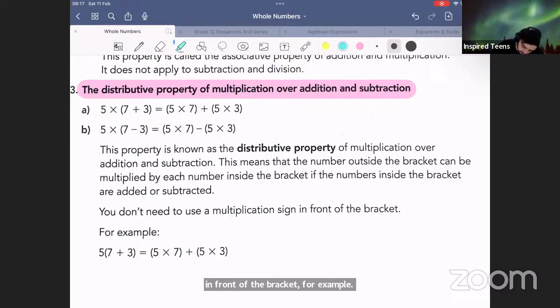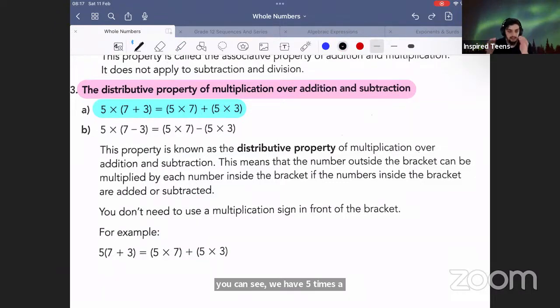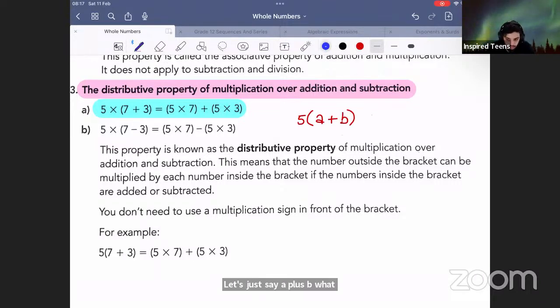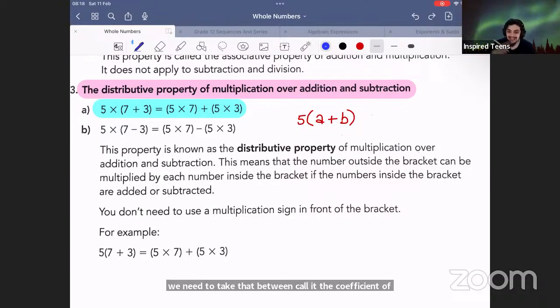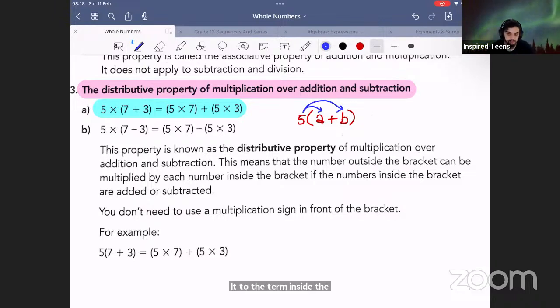Okay, so let's start off with the first sum. As you can see, we have 5 times a grouped addition. So 5 times and then in brackets 7 plus 3. So distributive law basically tells us that when we have a multiplication before a bracket, let's just say A plus B, what we need to do, in fact, is we need to take that, we can call it the coefficient of the bracket, and we need to distribute it inside the bracket, meaning take this number and multiply it to each term inside the bracket. Okay, and we keep the signs the same.